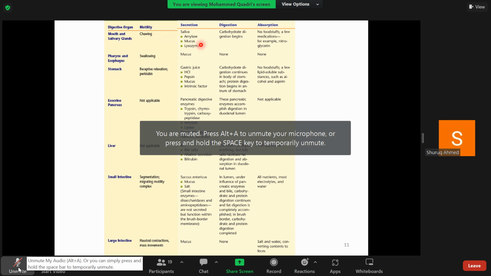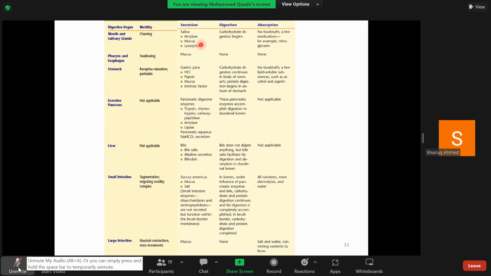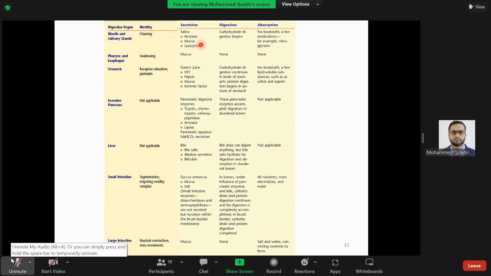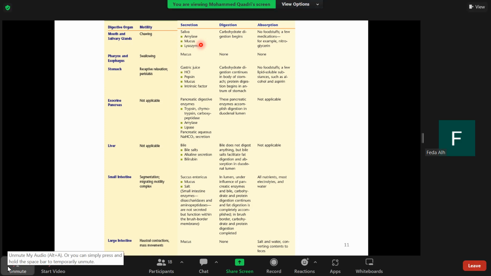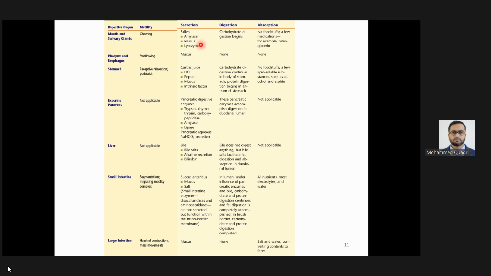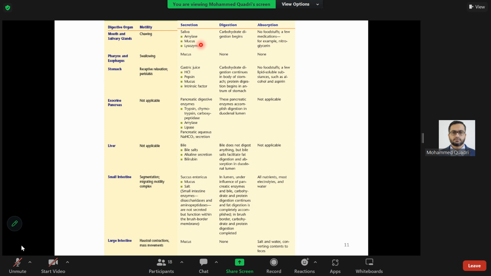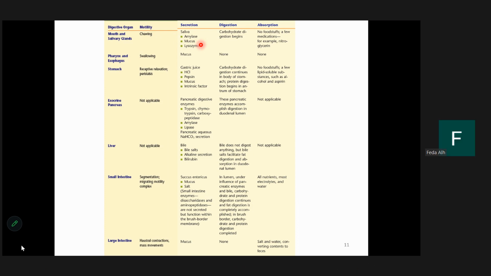Parotid, submandibular, sublingual. What is the main one? Main means the major bulk of saliva comes from where? Parotid. Oh, no. Submandibular. I can hear two answers, parotid and submandibular. So what do you vote for? Submandibular.